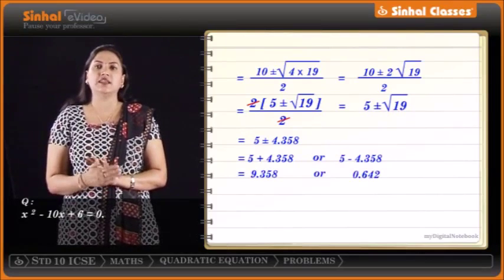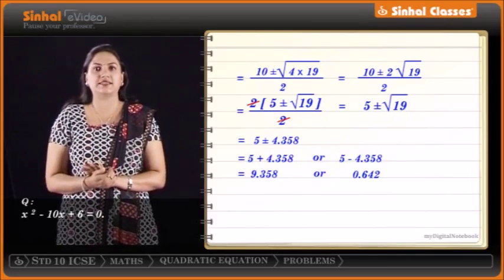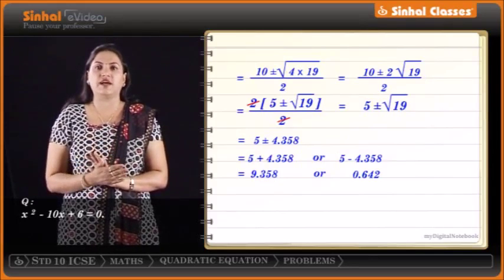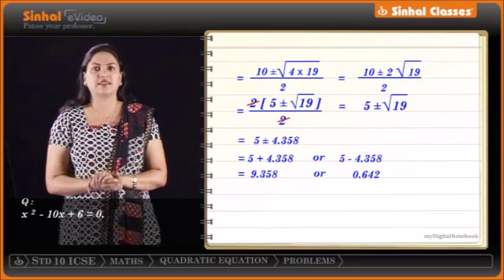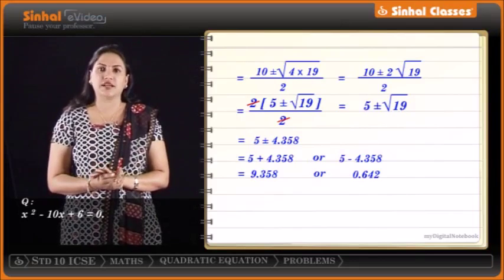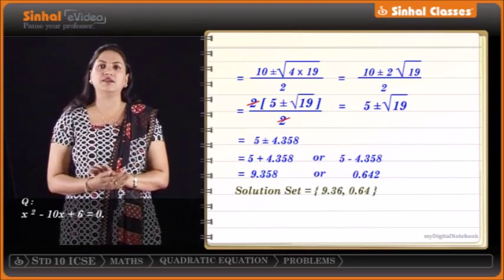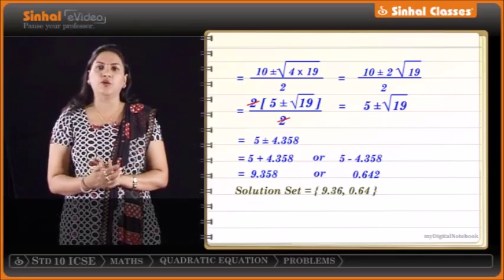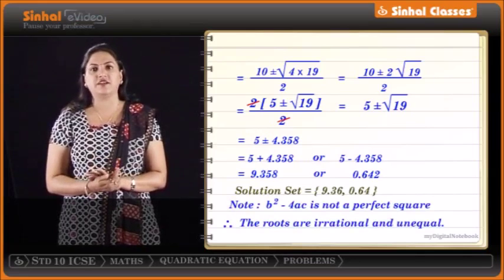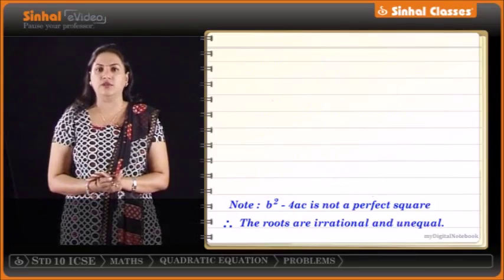9.358 as 9.36 because the third digit in the decimal place is 8, which is greater than 5. So we round it off as 9.36 and the second number becomes 0.64. So the solution set is 9.36, 0.64. Note, here b square minus 4ac is not a perfect square, so the roots are irrational and unequal.